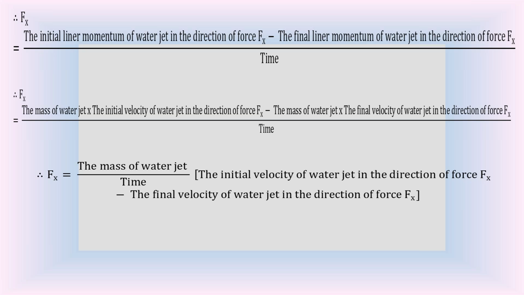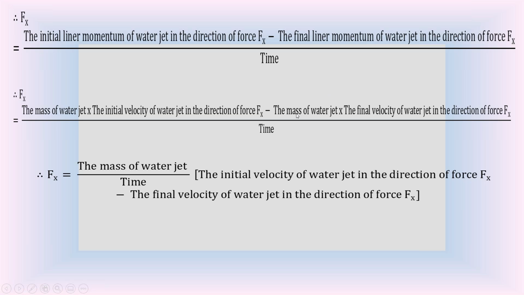That is force Fx. Then in the numerator, first term, what is this initial linear momentum of water jet in the direction of force Fx? Linear momentum means mass into velocity. So that is the mass of water jet into the initial velocity of water jet in the direction of force Fx. That is the initial linear momentum of water jet in the direction of force Fx, minus what is this, the final linear momentum of water jet in the direction of force Fx.